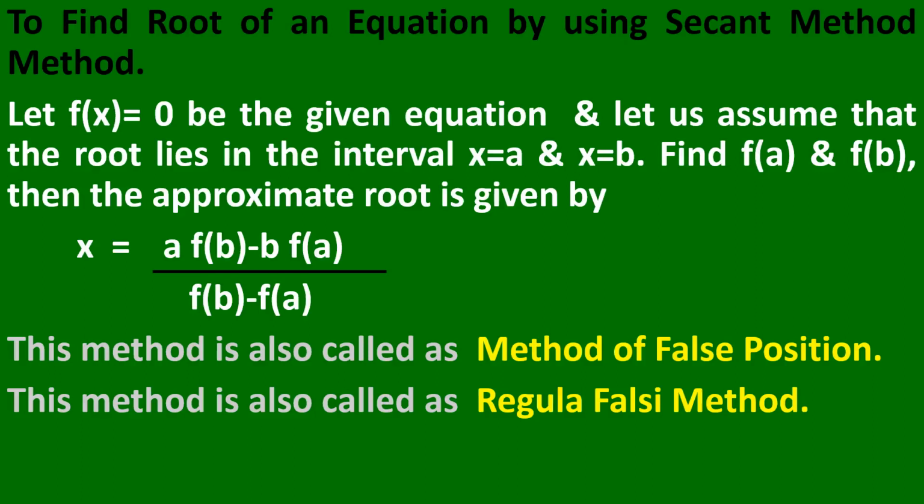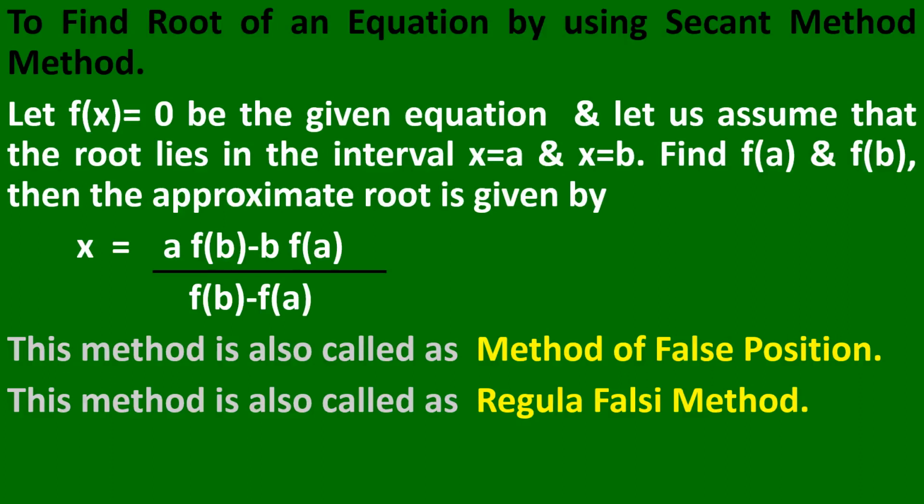Next you need to find f of a and f of b. Then the approximate root is given by x equals a into f of b minus b into f of a, divided by f of b minus f of a. This method is also called the method of false position, and it is also known as the regula falsi method.